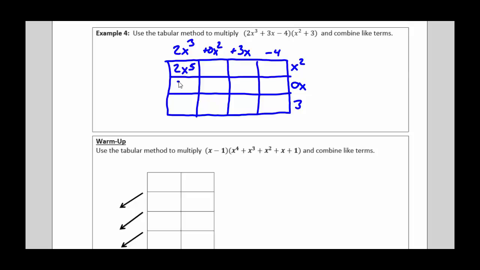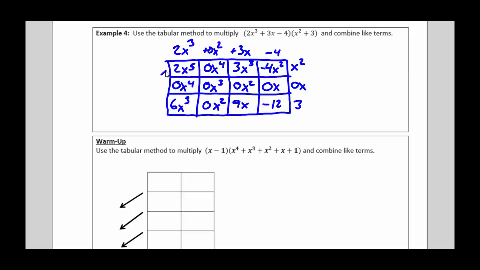And then we have 0x to the fourth. We have 6x to the third. 0x to the fourth. 0x to the third. 0x squared. This whole column is going to be zeroed. 3x to the third. 0x squared, and this whole row is going to be 0. This will be 0x, and then 9x here, and then negative 4x squared, 0x, and then negative 12.